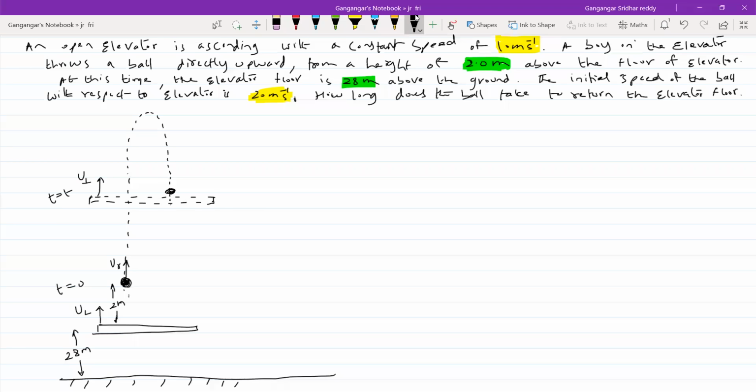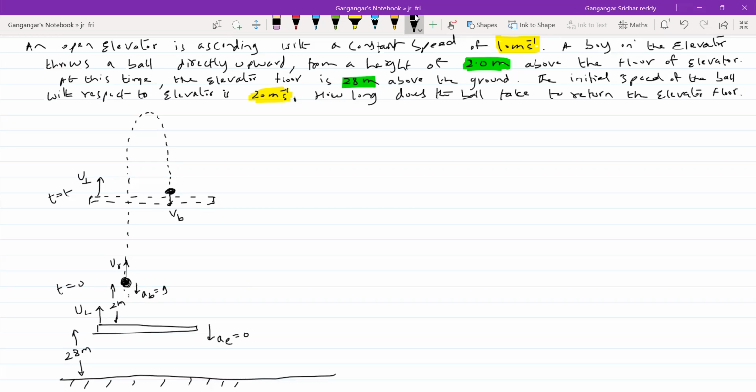What is the state of the ball? The ball will be having velocity like this. So let's go for some other things later on. With respect to what should I discuss now? The motion of the ball with respect to the floor of the elevator. Here the acceleration of the ball will be downward. What is the acceleration of the elevator? 0. It is moving with a constant speed. You write it like this: acceleration of ball, acceleration of elevator.